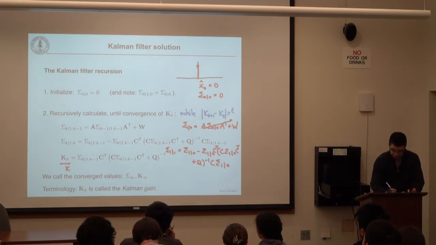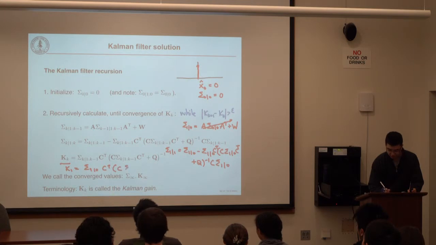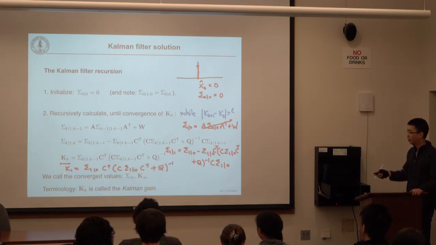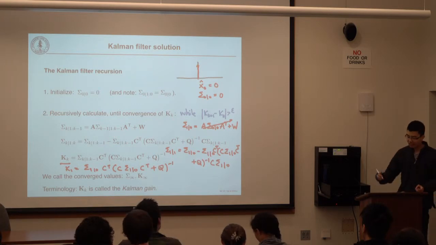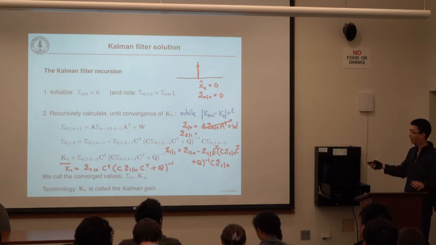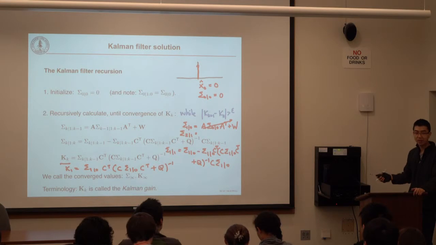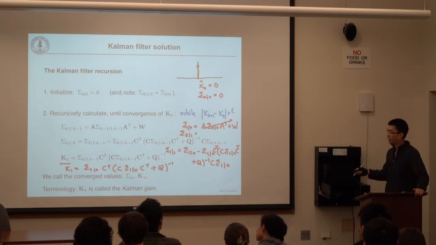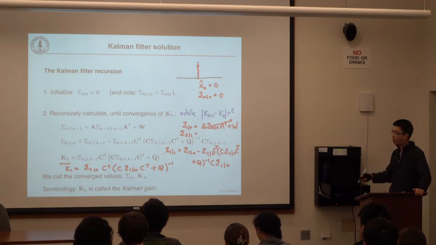So K_1 would equal sigma 1 given 0, C transpose, times the inverse of C sigma 1 given 0 C transpose plus Q. And so again, K_1 would be easy to calculate. Then we would start the loop over again and calculate sigma 2 given 1, which would be a function of sigma 1 given 1, which we calculated on our previous loop. So this should be very easy to implement in MATLAB. You just write out these 3 equations and iterate through them again and again.